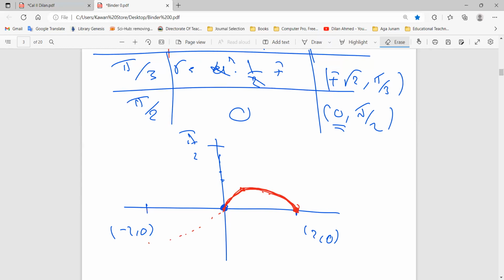Do you have any problem? And the direction is like that, am I right? And at the same time, the direction is like that. You got it?